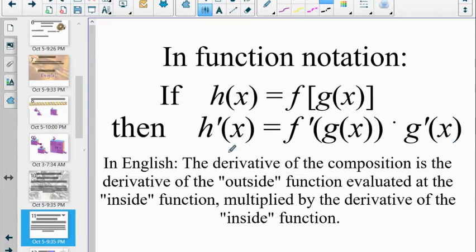It says that the derivative of this composition is the derivative of f evaluated at g, so whatever is coming out of the g function, times the derivative of that g function, times the derivative of the stuff inside. So f composed of g, the derivative of f, the derivative of your outside function, evaluated at whatever your inside function is, times the derivative of that inside function.